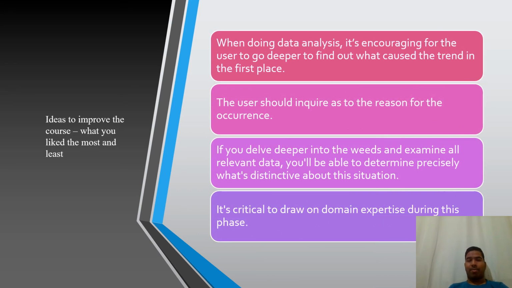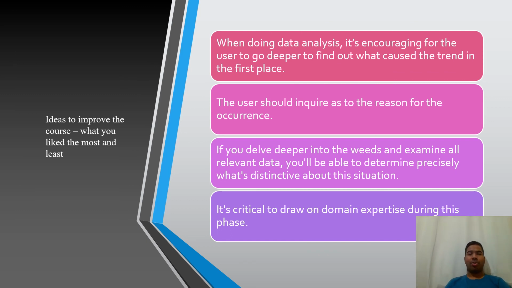Moving on to the next slide, which is about ideas to improve the course, what we liked the most and the least. When doing the data analysis, it's encouraging for the user to go deeper to find out what caused the trend in the first place. The user should inquire as to the reason for the occurrence. If we dig deeper into the weeds and examine the relevant data, we are able to determine precisely what is distinctive about this situation. It's critical to draw on domain expertise during this phase.